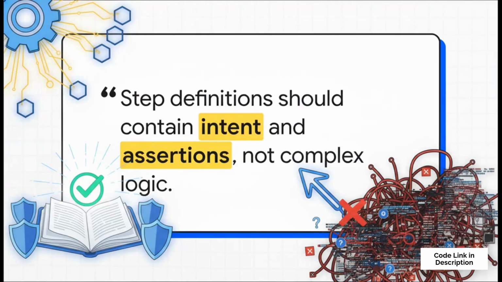And this whole thing brings us to what I think is the most important principle of this entire series. So really listen to this part. Step definitions should contain intent and assertions, not complex logic. Look at our user steps class. It's so clean and easy to read. It tells you what we're trying to do, not how we're doing it. All of that messy, low-level stuff is hidden away inside the API client, which is exactly where it should be.